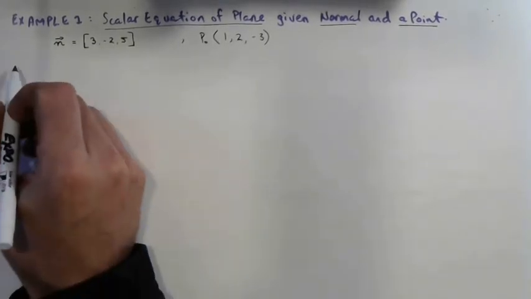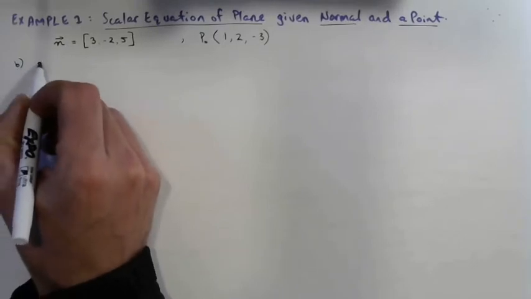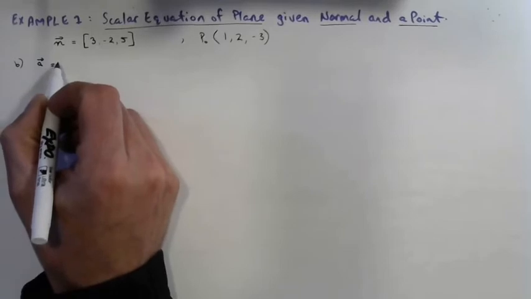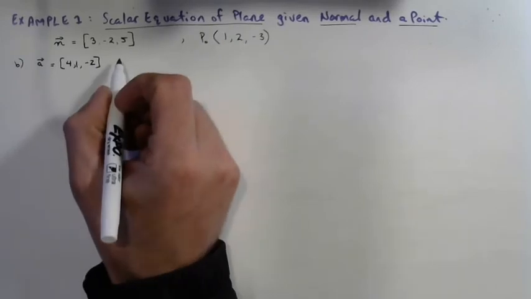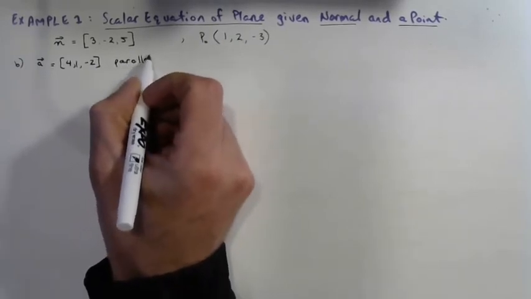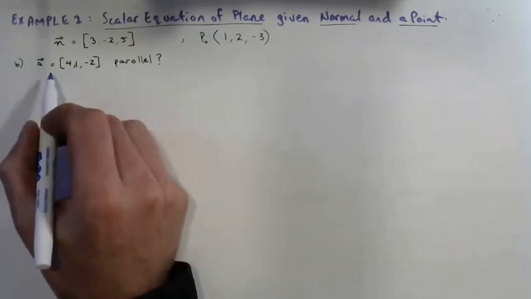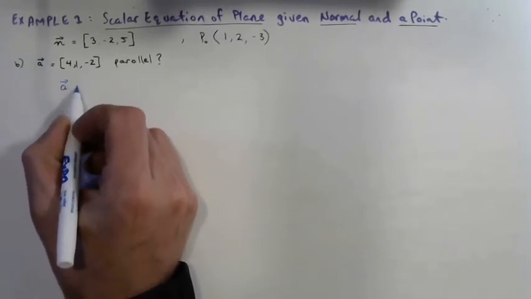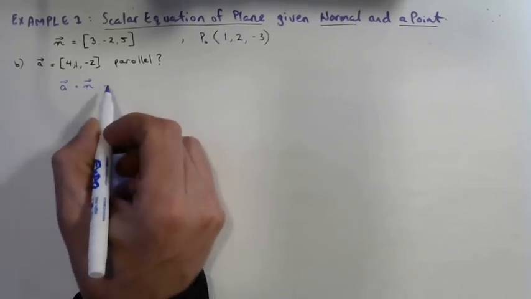In section B, example 1b, we are asked to determine whether or not a vector is parallel to the plane. So we're given vector A is 4, 1, negative 2, and asked, is it parallel? Well, in order for it to be parallel to the plane, it needs to be perpendicular to the normal vector. So all we really need to do is find the dot product, A dot n, which would have to equal 0. Okay, so let's figure that out.